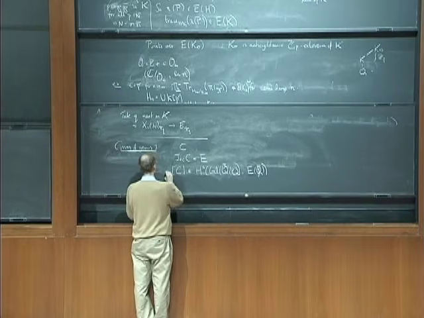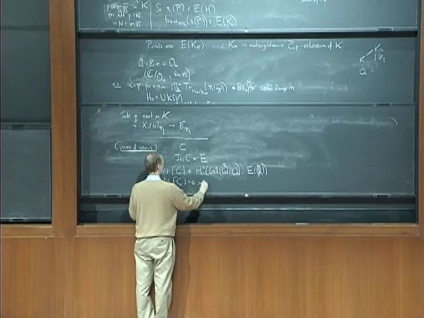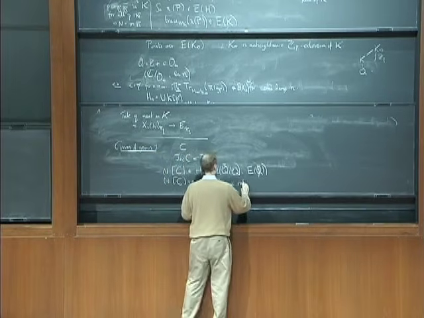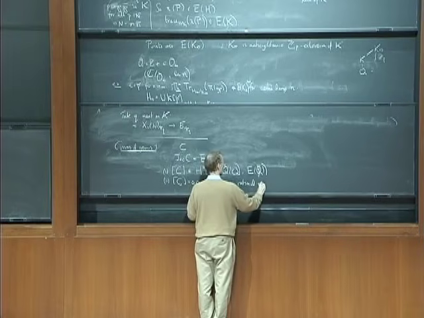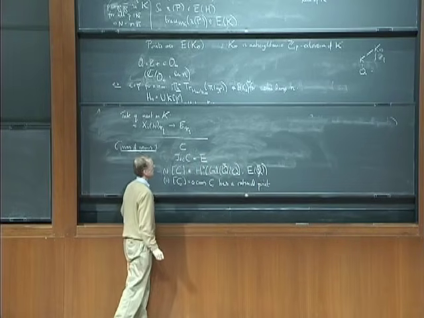So this is the first fact. And the second classical fact is that this class is 0 if and only if C has a rational point. Neither of these are hard.